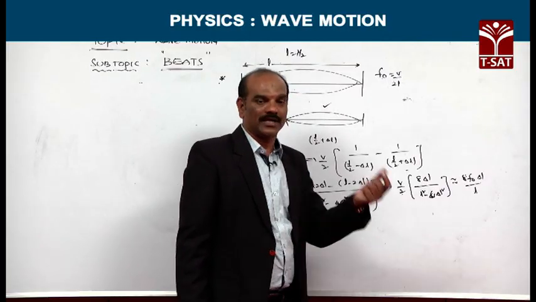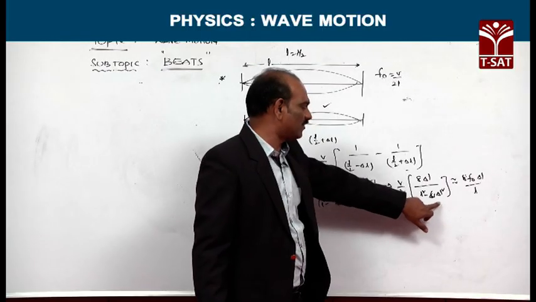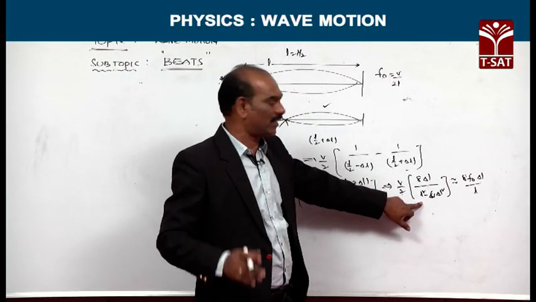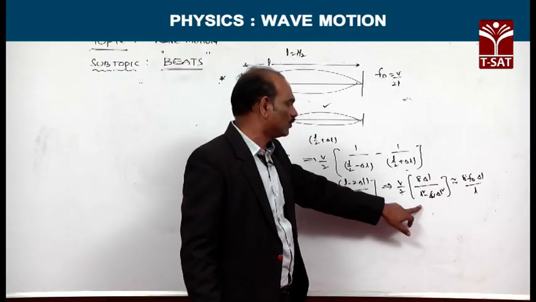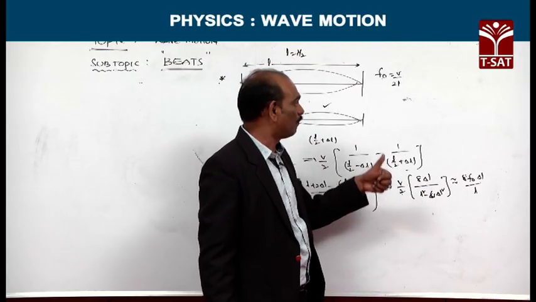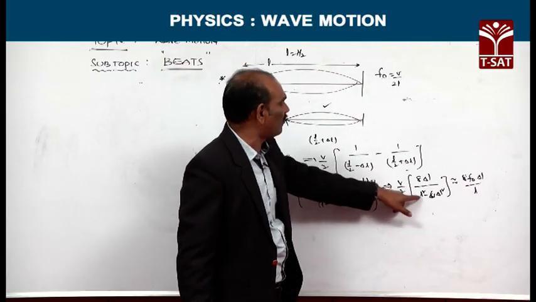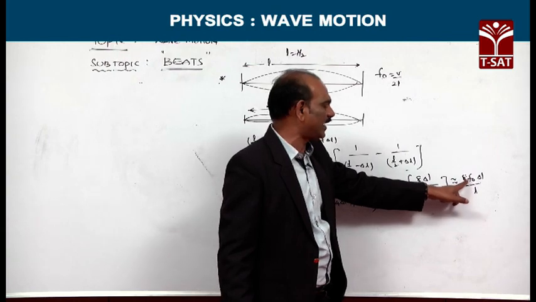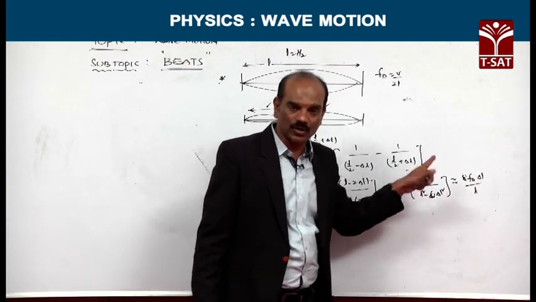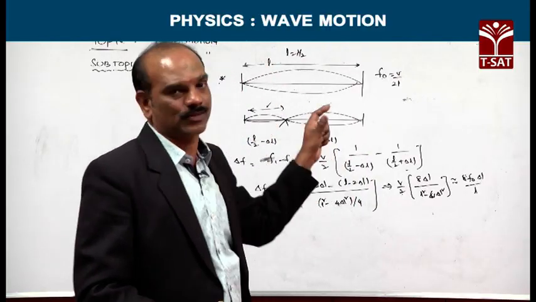We know delta L is very small. When you compare delta L with respect to L, delta L square is neglected. Neglecting this, you will get V by 2 times 8 delta L by L square. But F0 is V by 2L. Substituting V by 2L as F0, you will get 8 F0 delta L by L. So, this is the beat frequency in the case of the sonometer under this special case.